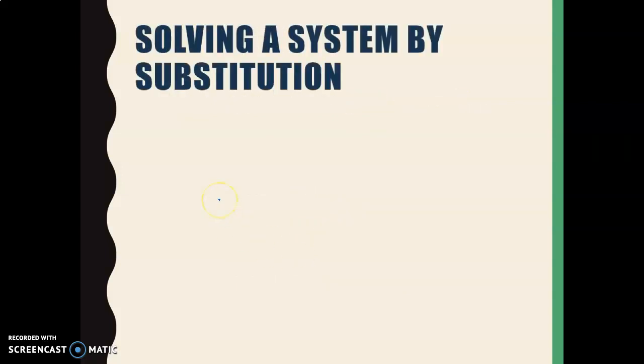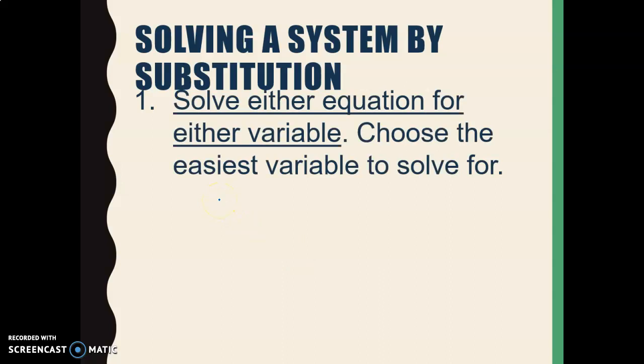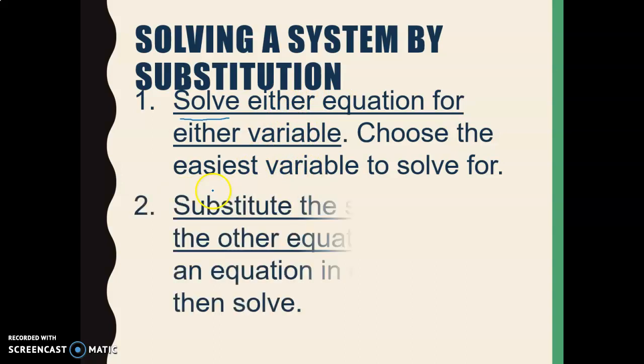All right, let's talk about the steps of solving a system by substitution. I'll give you a handout with these when you get to class as well, but please make sure you write them down first. You're going to solve either equation for either variable, either the x or the y, like we did in the second one, x equals negative y minus 4. Choose the easiest one to solve for. So choose a variable that doesn't have a coefficient.